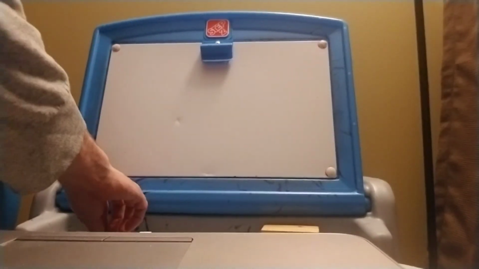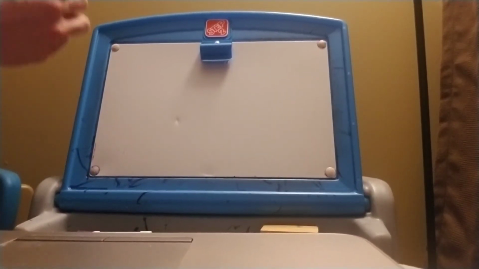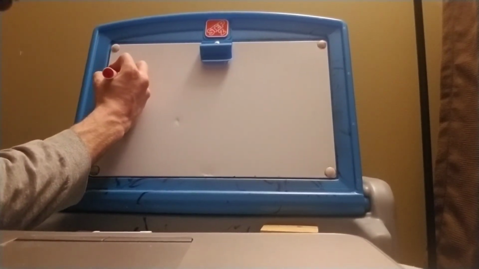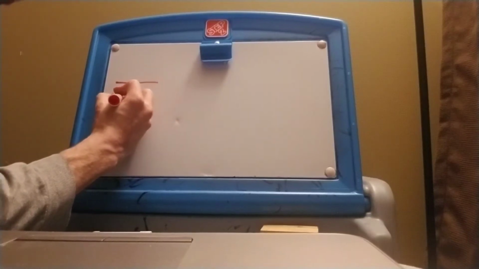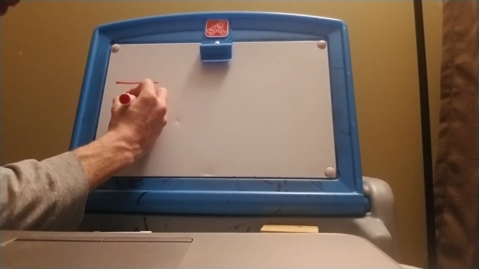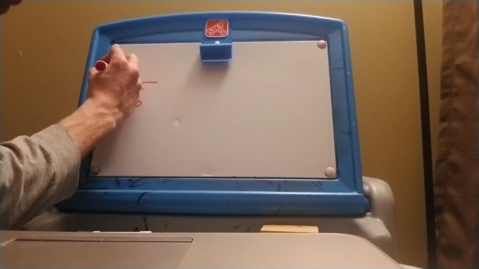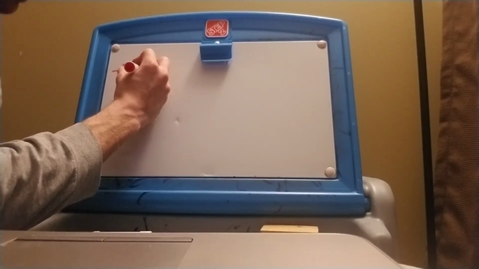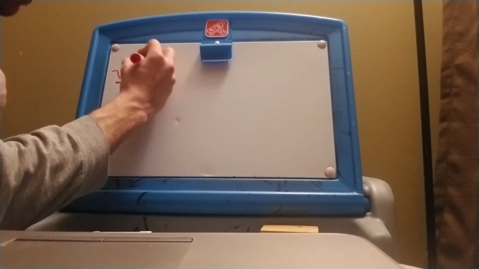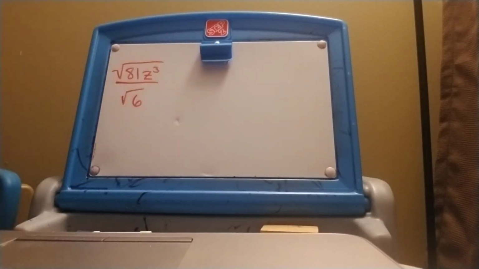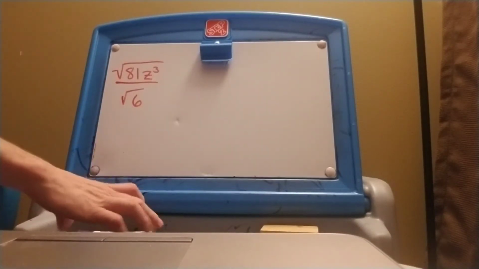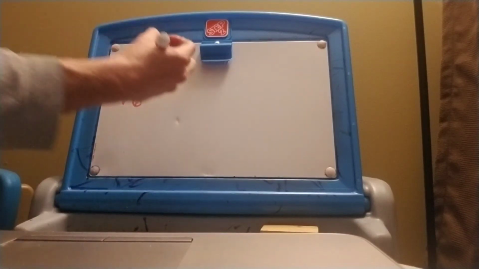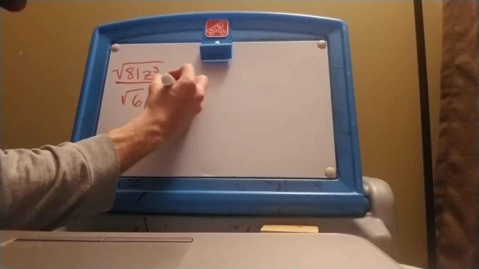So this is going to be the last problem I do in this video, the trickiest problem. It's going to be a giant problem. We'll make our radical in the denominator the square root of 6. And up here we'll go with rad 81 z to the third. All right, so this is a tough problem. I got some bigger numbers. I got a variable, and I got a radical in the denominator. And I need to get rid of that. So let's rationalize our denominator.